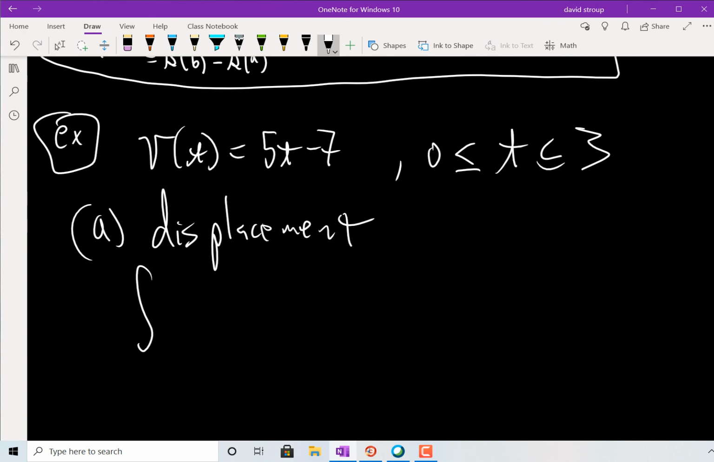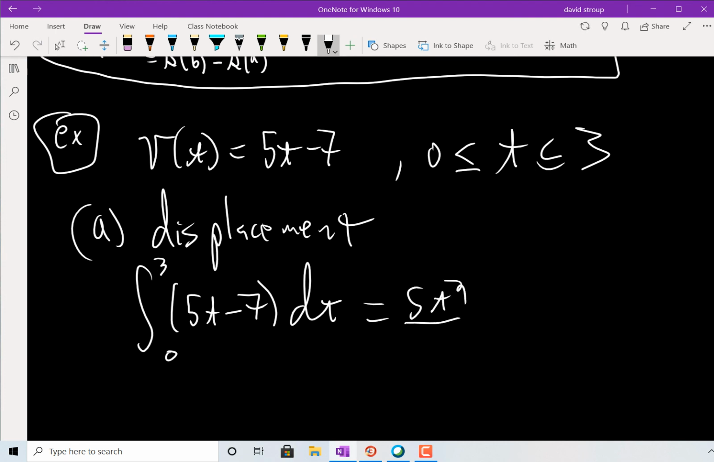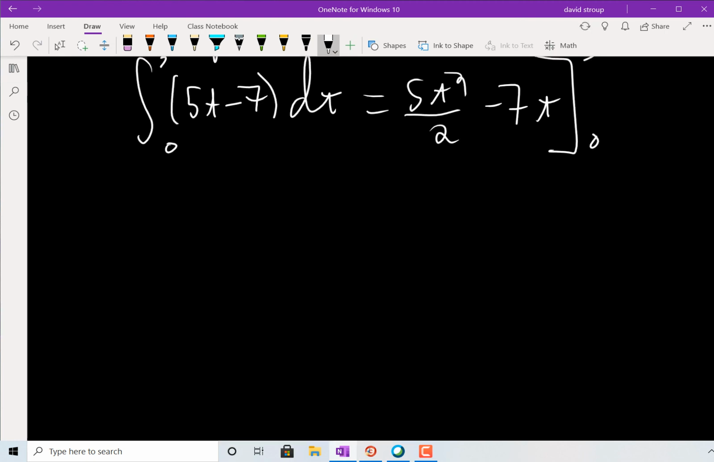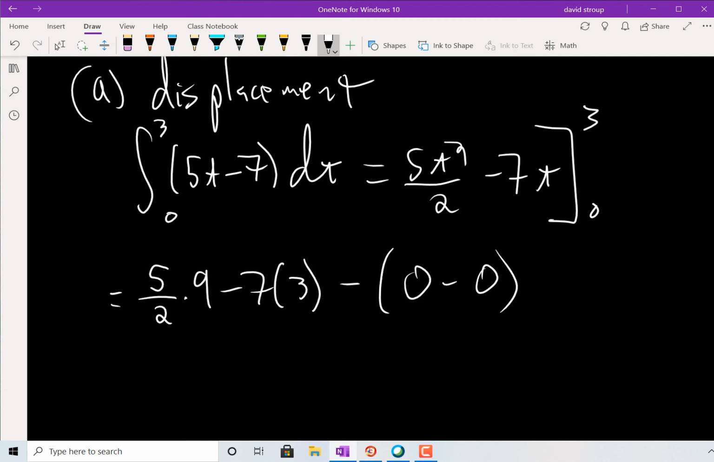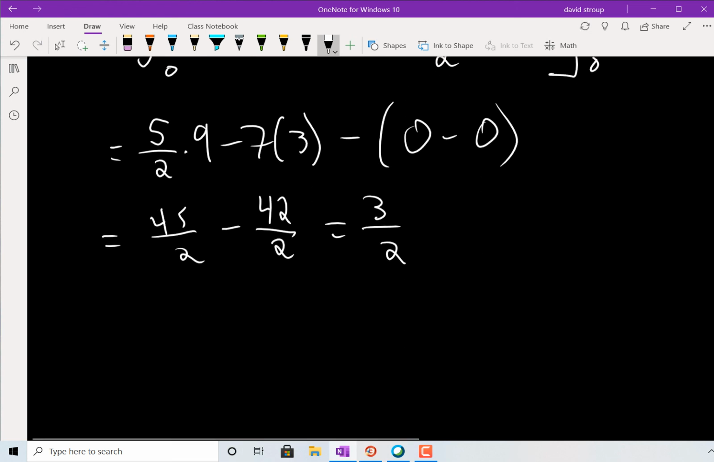So for displacement, all we're doing is integrating the velocity function over the interval from 0 to 3. So I need the antiderivative, and then I need to evaluate that. First plug in 3: 5 halves times 9 minus 7 times 3, and then minus that thing evaluated at 0. Both those terms are 0, so you'll end up with 45 halves minus 21, which is 42 halves, and that equals 3 halves. So the total displacement is 3 halves.